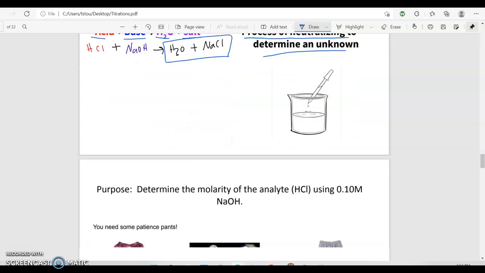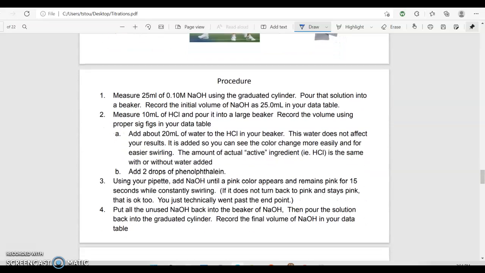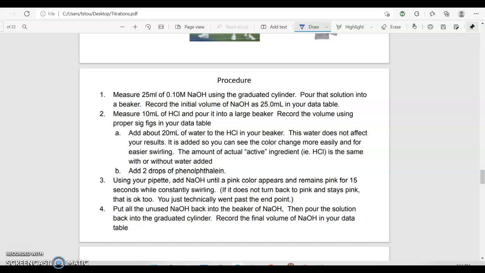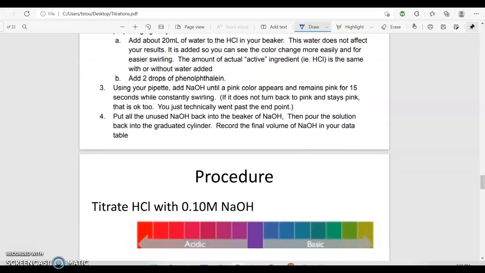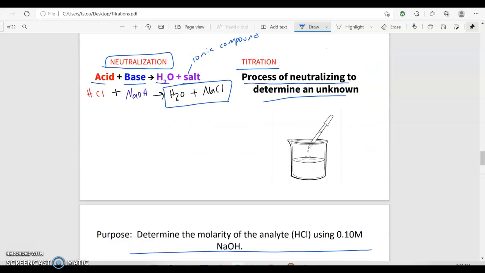So what I want to do, talk about the lab that we did in class, determine the molarity of the analyte HCl using 0.1 molar NaOH. This is where you need your patience. What do you do for the solution to turn that pink, that light pink? Here's the procedure that we did. And what I want to do is kind of take you step by step on what happened in there and draw what the molecules are doing. I'm going to do that right up here.